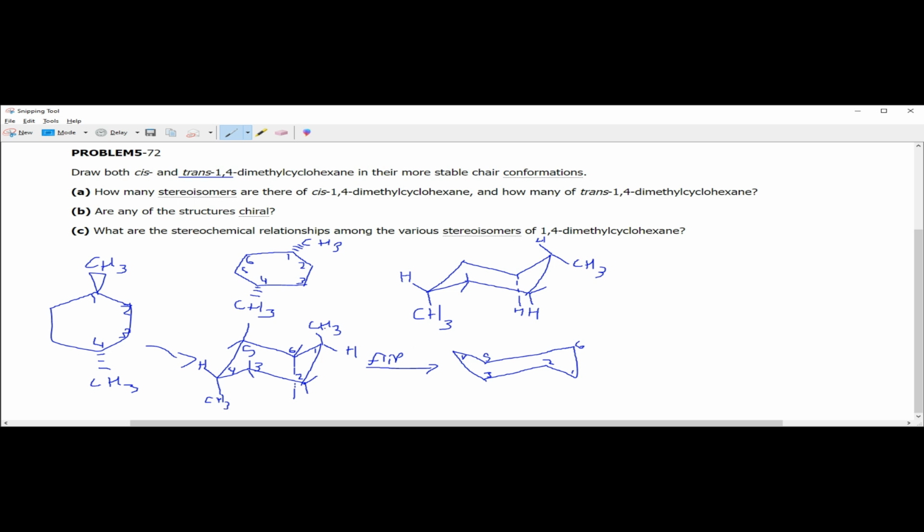So this methyl group axial up, it's going to be equatorial up. Axial down, and then 4 axial down, it will be equatorial down. So that's methyl. Hydrogen. Now this is the most stable conformation. Most stable. No 1,3-diaxial interactions.